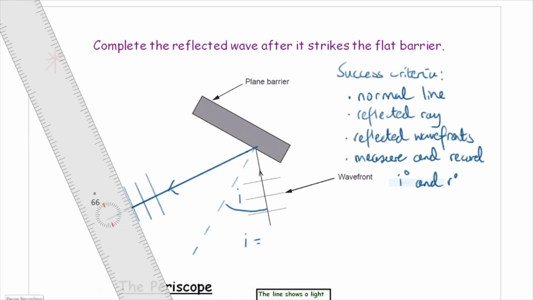Okay, that's just a helping hand for you. The success criteria on the side here, something I want you to use to make sure you've done everything. Draw in the normal line done, reflected ray, and label the reflected ray. Reflected wavefronts, measure and record the angle of incidence and the angle of reflection, which I'd want you to write in here, please.